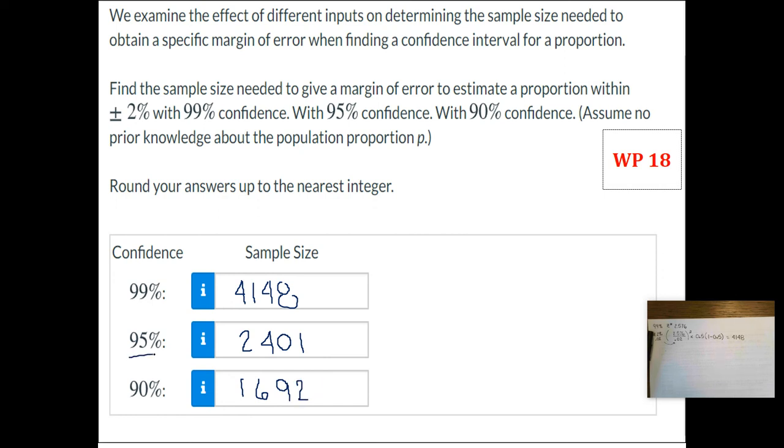And those are using the same formulas. The only difference is because the z value changed, then my z star value changed. So for this one, you would have used 1.96 for your z value. And for this one, you would have used 1.645 for your z-value.